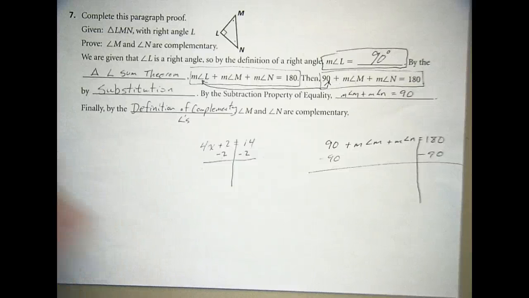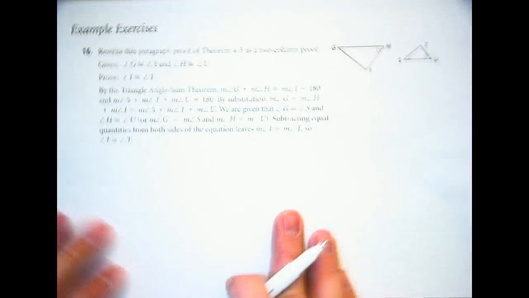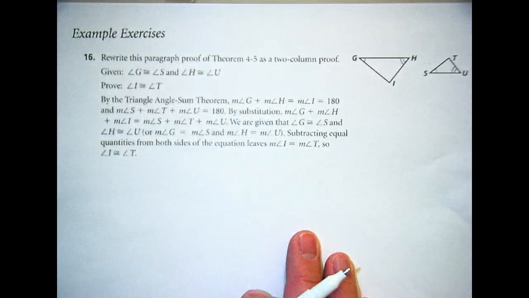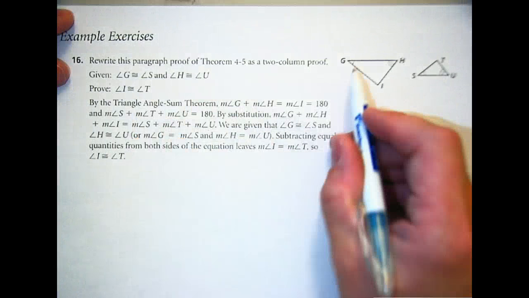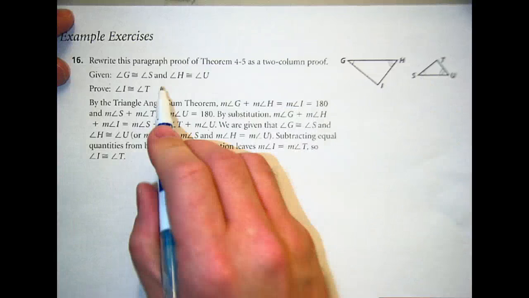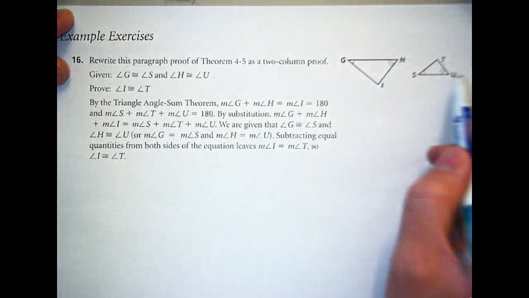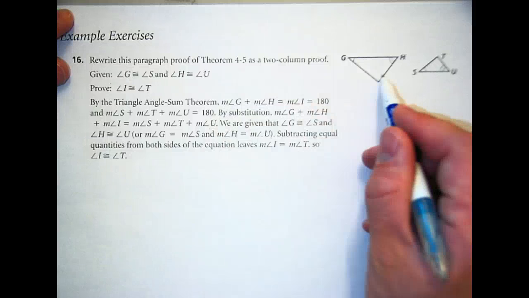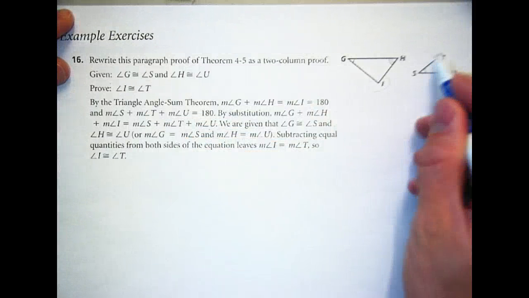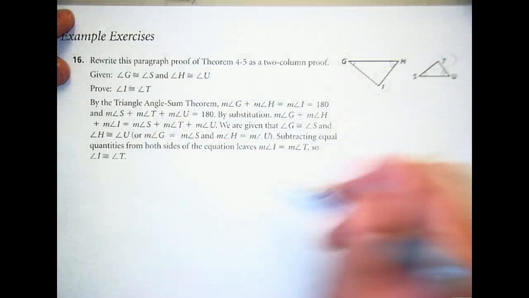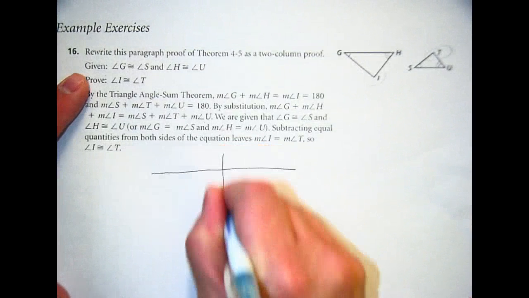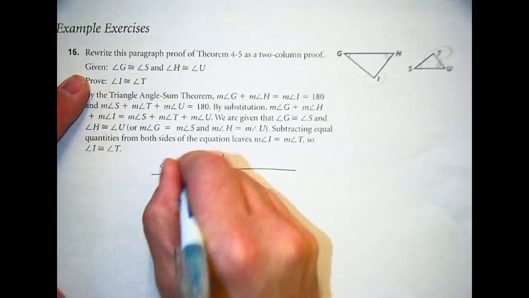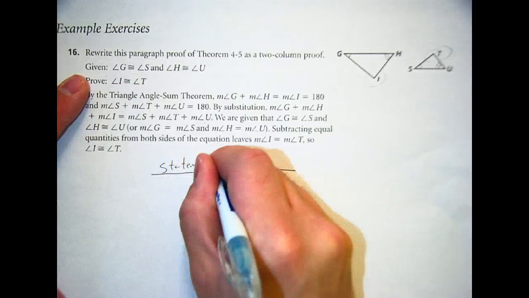All right. Moving on. I want everyone to take a look at 16. 16 says rewrite this paragraph proof as a 2-column proof. Given angle G is congruent to angle S, and it's marked there. Given angle H is congruent to angle U, and those are marked there. Prove I is congruent to T. Okay? All right, and they go through this. They have a paragraph proof. Your job is to break it up into statements and reasons.